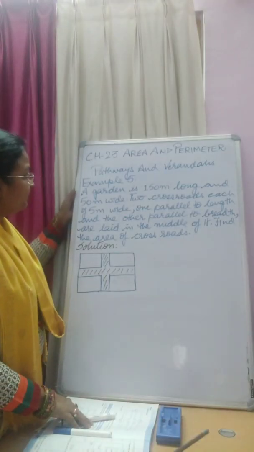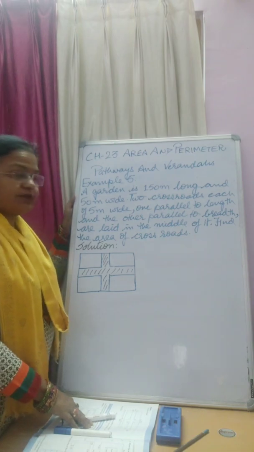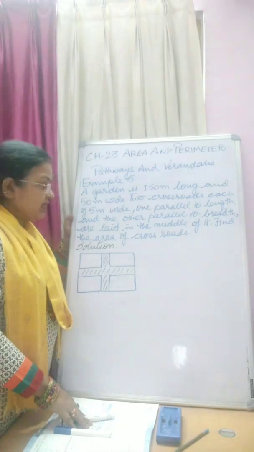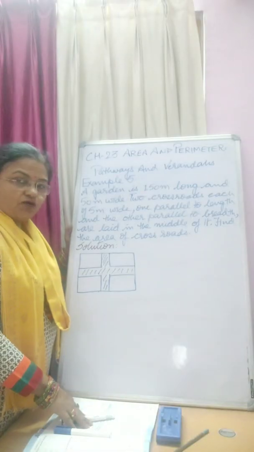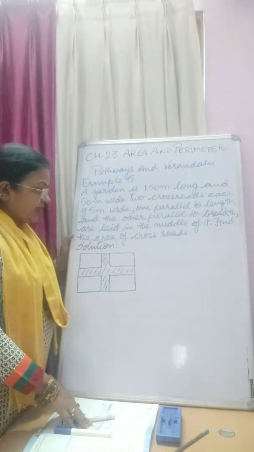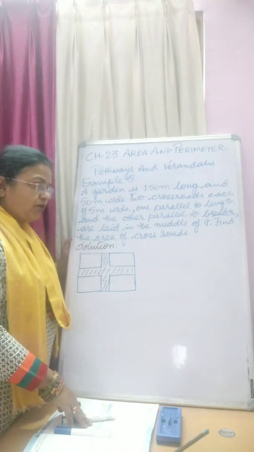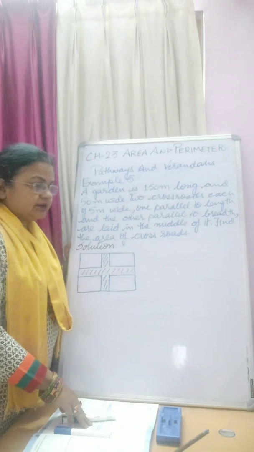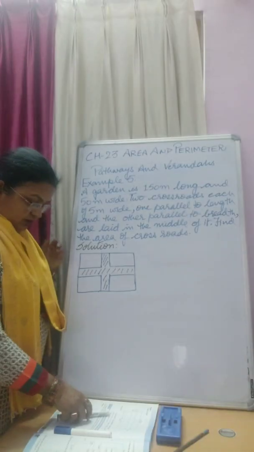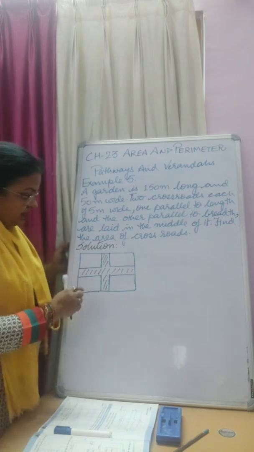Example 5. A garden is 150 meter long and 50 meter wide. Two crossroads, each of 5 meter wide, one parallel to the length and another parallel to the breadth, are laid in the middle of the garden. We have to find out the area of crossroads. Now let us see what is the solution.